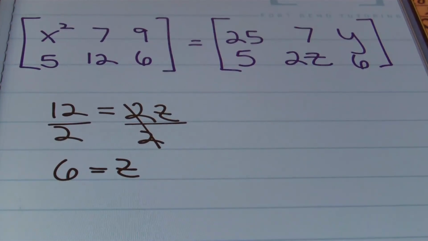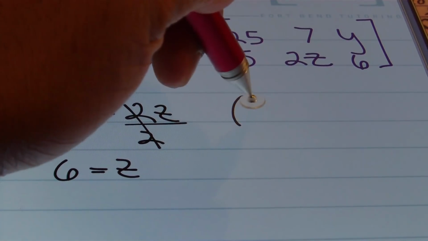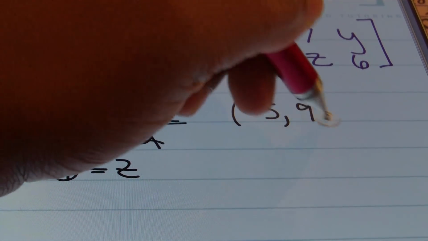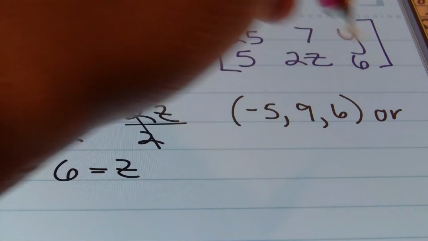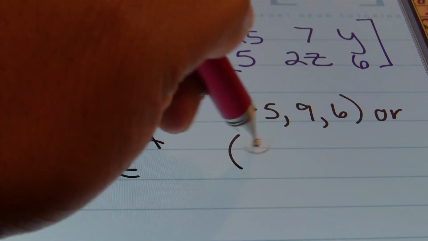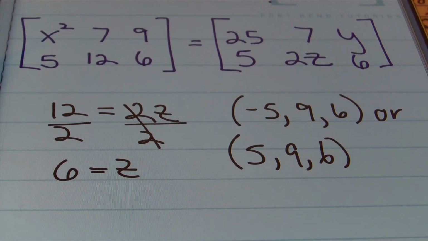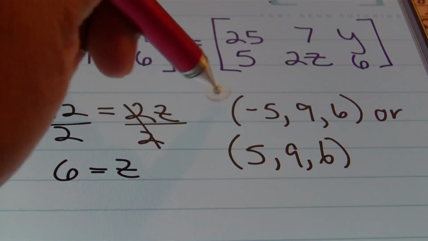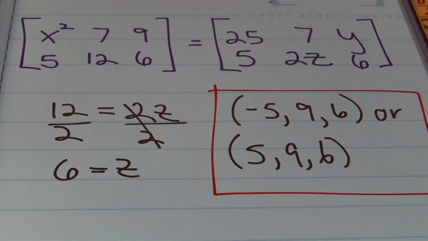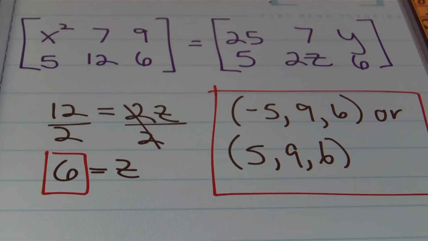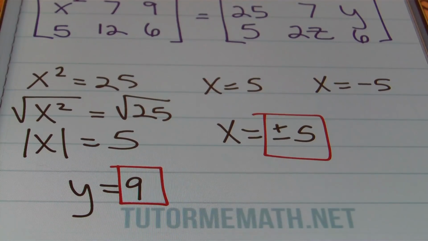There you go. So as an ordered triple, you can have either -5, 9, and 6, or you can have +5, 9, and 6. Both of these are solutions to the problem, and you can red box that. Both of these are solutions to the original matrix here for x, y, and z, and you can still individually red box your separate variables. So z equals 6, y equals 9, and x equals plus or minus 5. Done and done, ladies and gentlemen.